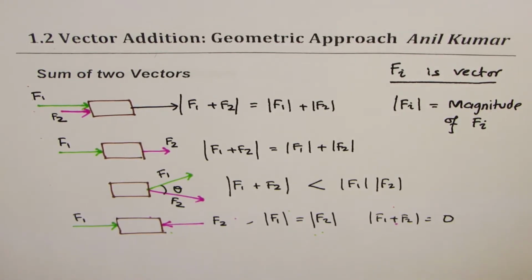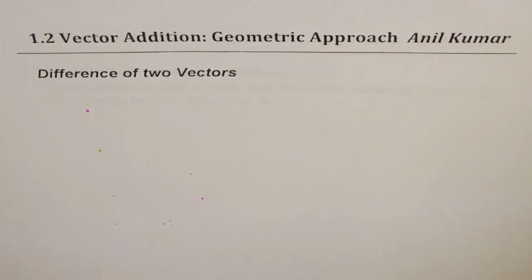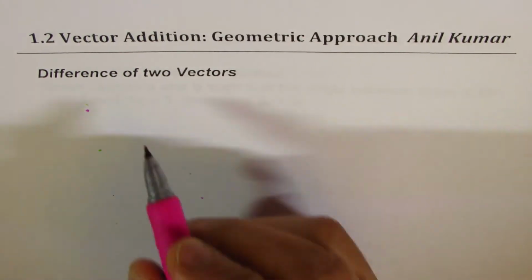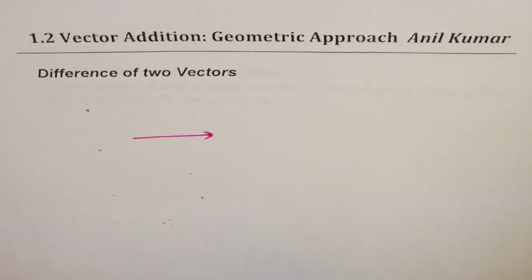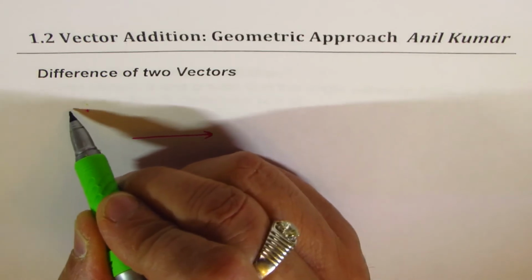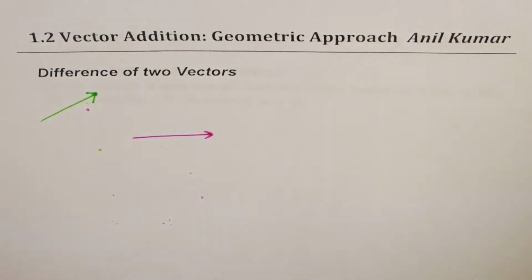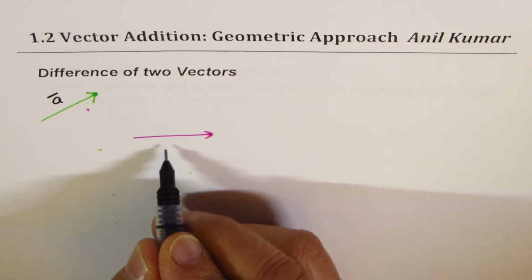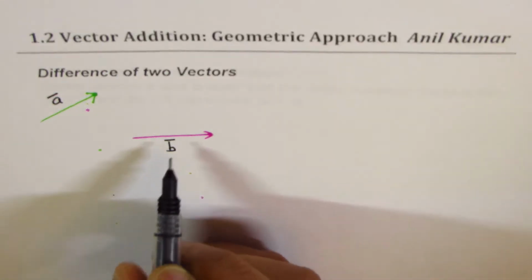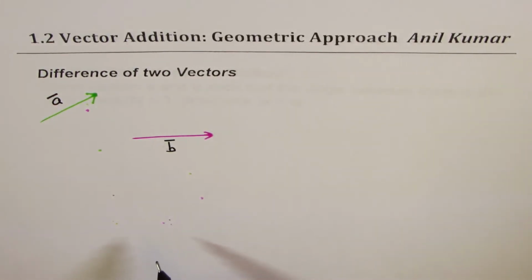What happens when you add two vectors? Now similarly, let's talk about the difference of two vectors. Let's take an example. Let us say that one of the vectors is in this direction, the other vector is kind of like this. Let me write these vectors as A, with a line over it using lowercase. Is it okay? So that means a vector for us.